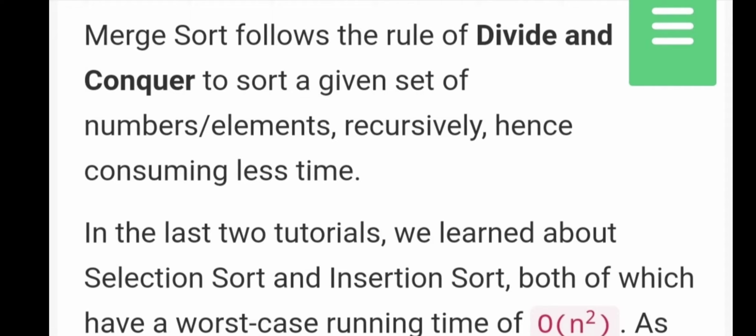Good morning. The topic is merge sort. We completed bubble sort, insertion sort, and selection sort. Now it's time to discuss merge sort.